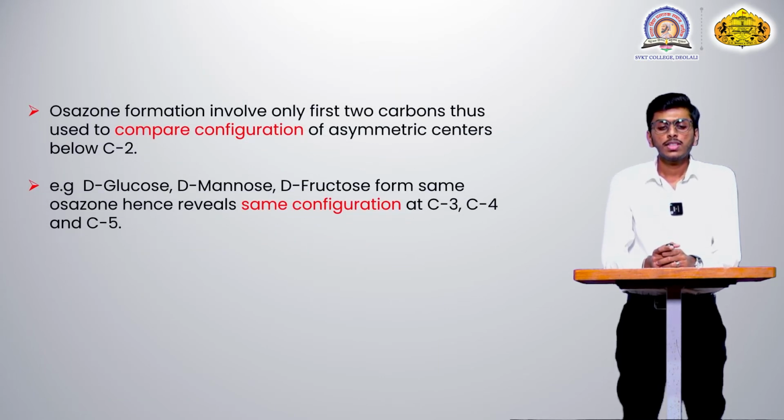As we see, osazone formation involves only the first 2 carbon atoms. Thus, this reaction is used to compare the configuration of asymmetric centers below C2, that is C3, C4, C5 and so on. For example, D-glucose, D-mannose and D-fructose form the same osazone. Hence it reveals that there is the same configuration at the chiral centers at carbon number 3, 4 and 5.